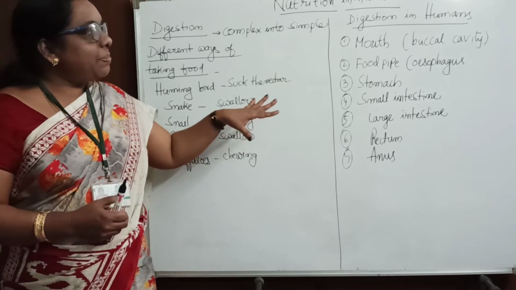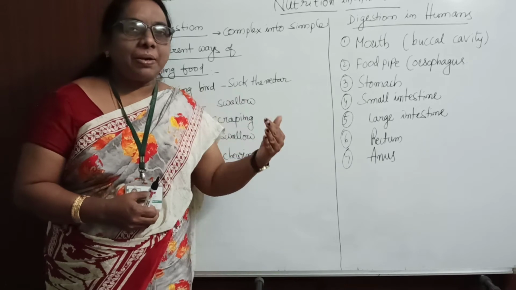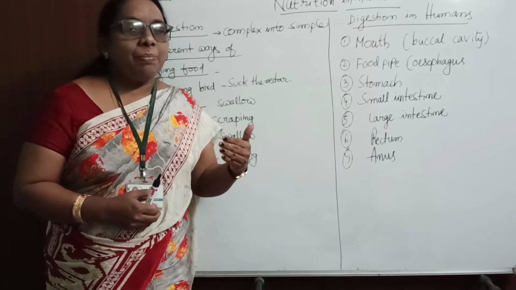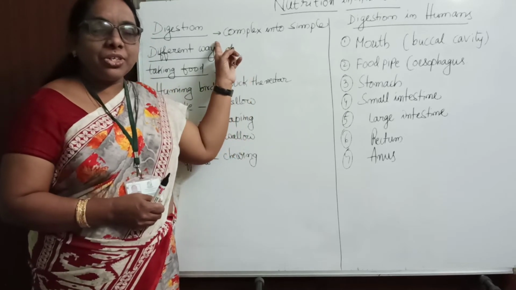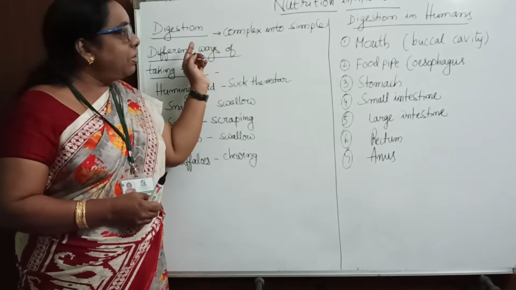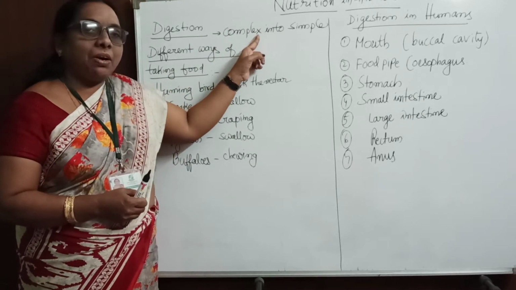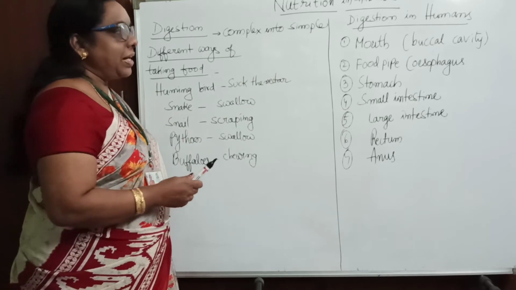Let me now talk about how digestion takes place in human beings, and what the different parts involved in completing digestion are. I have already given the definition: digestion means the conversion of complex food into simple food. That is called digestion. What are the parts involved in digestion?